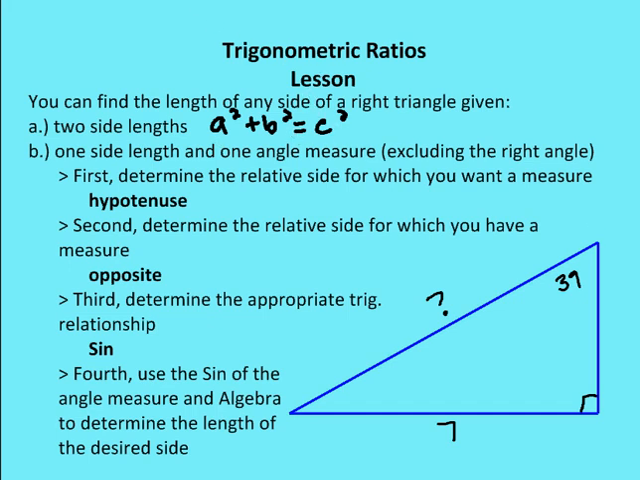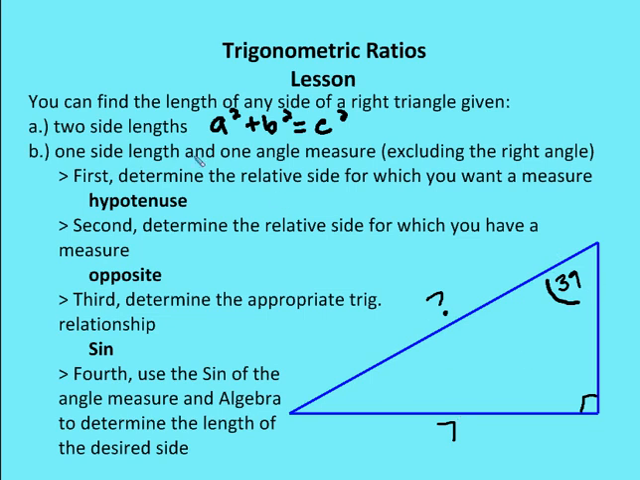We use trigonometry in right triangles if we're given one side length and one angle measure, excluding the right angle, to find another side length, or potentially another angle measure. But the other angle measure typically is going to be very straightforward. If you already have two angle measures, you can just subtract those two from 180 degrees to get the other angle measure. But in this case, what we're trying to find out is another side length given an angle measure and one side length.